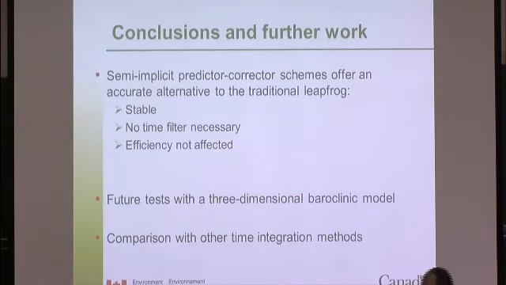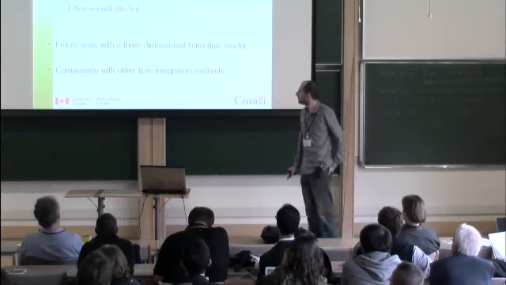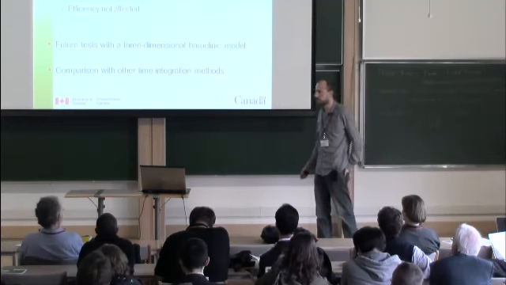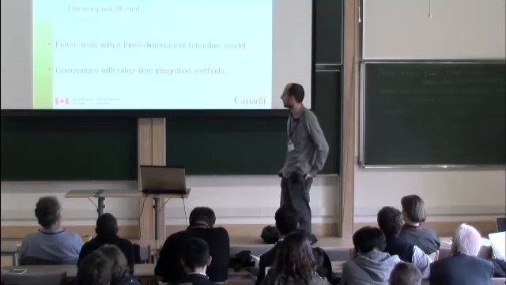So to summarize all this, we've introduced these semi-implicit predictor-corrector schemes. We kept the framework general to start, so there are many other possibilities. You could spend lots more time doing different combinations. Who knows, maybe even taking a different implicit scheme at each step could work, I don't know, didn't try that. They're stable, which is nice. The very nice thing is no time filter is needed. And the efficiency doesn't seem to be greatly affected yet, not in the shallow water case anyway.